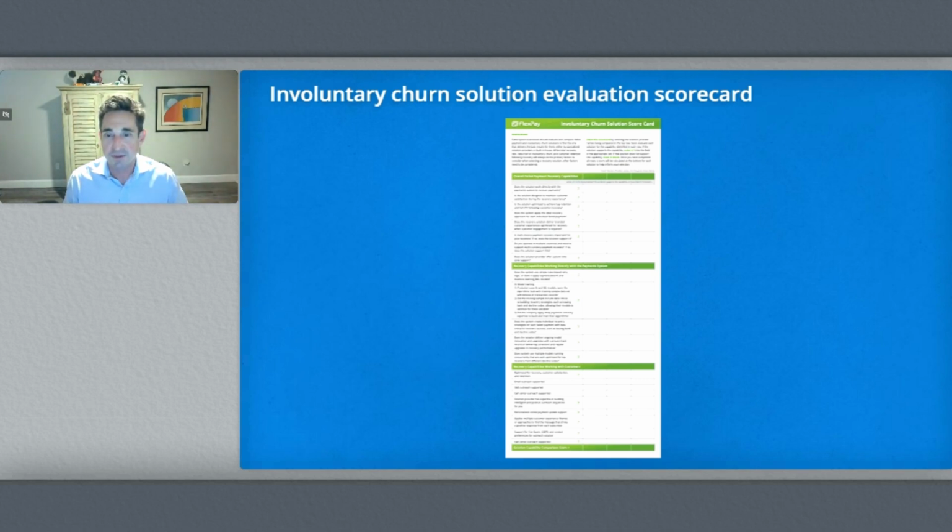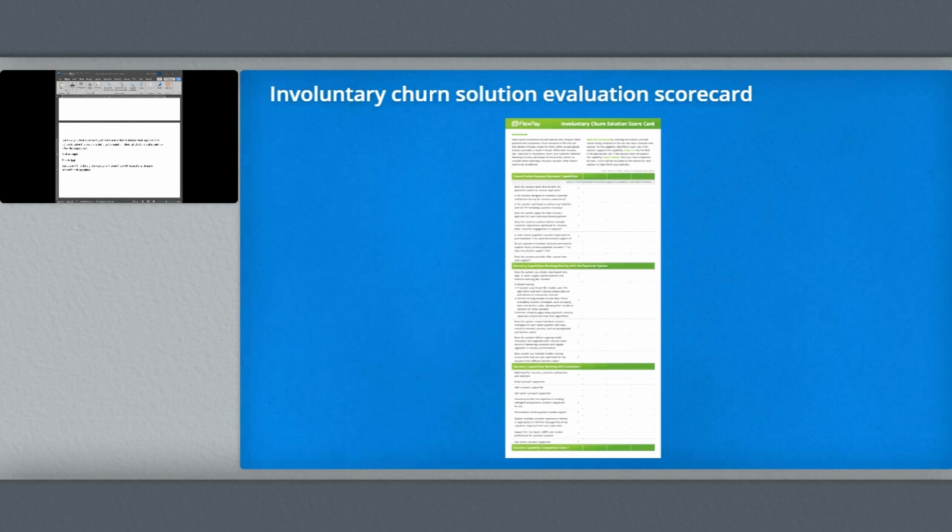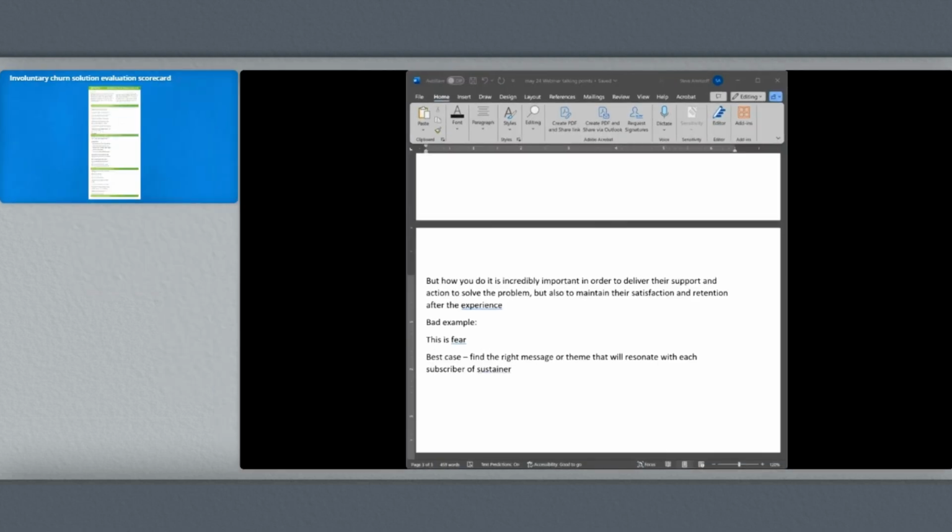And what you see on the screen is available on the desktop. You're going to have easy access to download it. And this is a PDF file that is interactive and allows you to take the concepts that we talked about here and evaluate different solutions against different criteria.